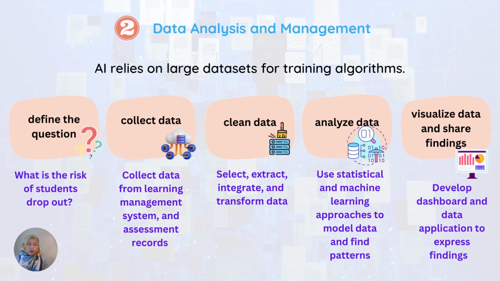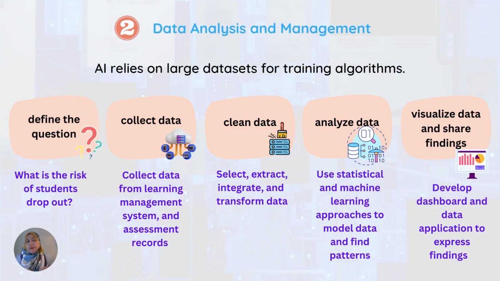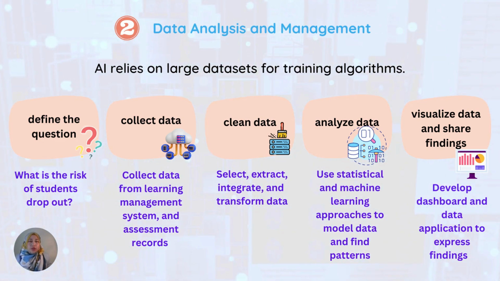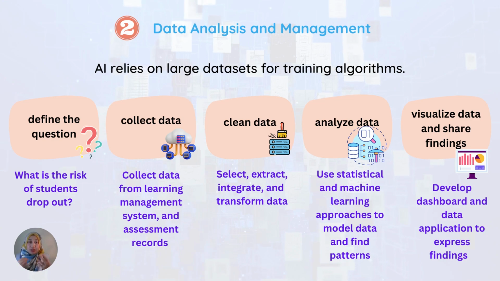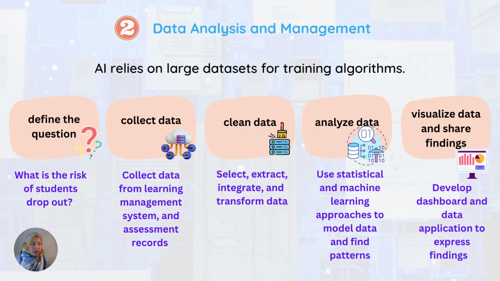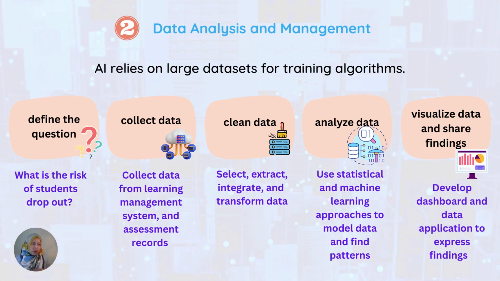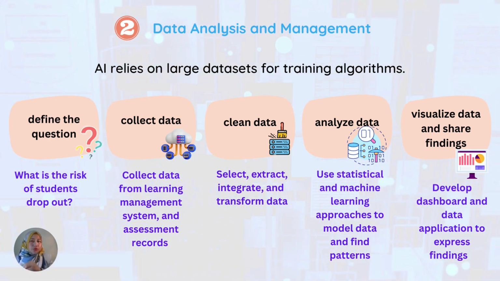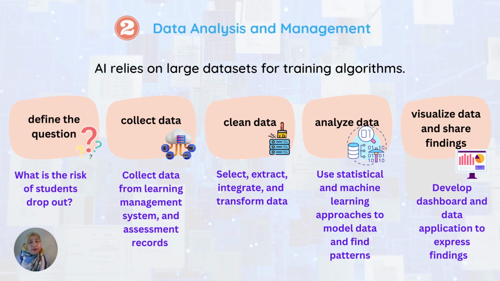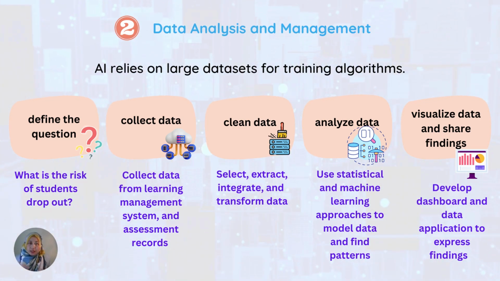Data analysis is one of the typical and very important functions of AI. Typically, AI relies on large datasets for training algorithms. So, here let us look at how the algorithms are trained on the data. There are several steps. The first is to define the question, for example, to try to identify the risk of student dropout. To be able to go deeper and understand this relationship, we have to collect data, and the sources can be from the learning management system, and can also be from the assessment records.